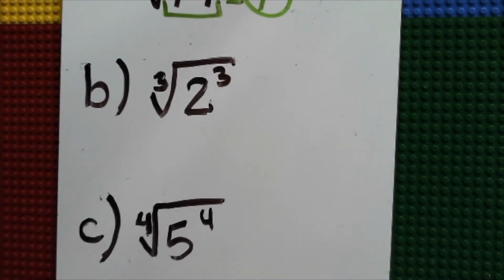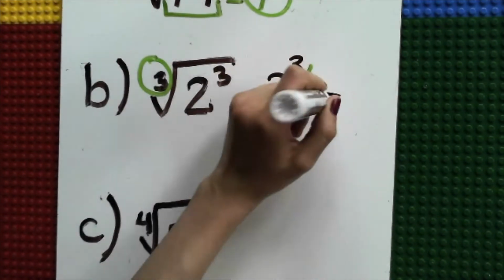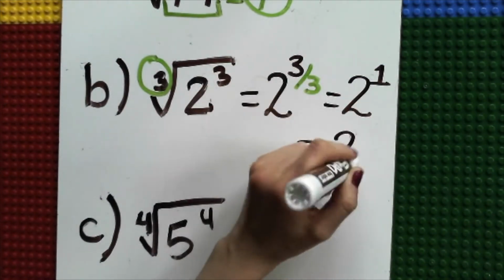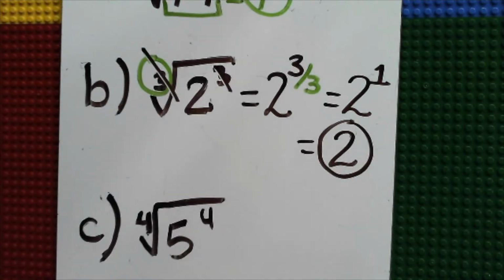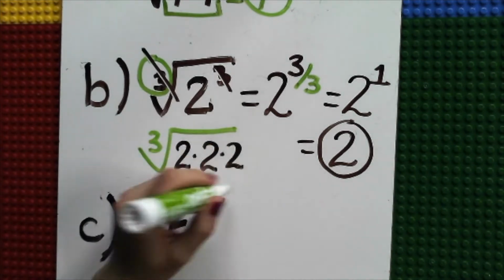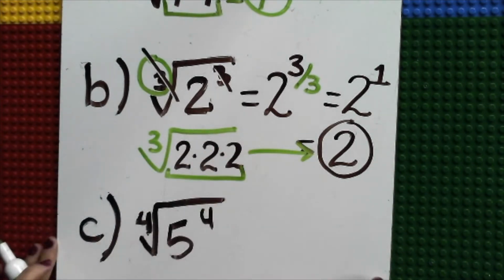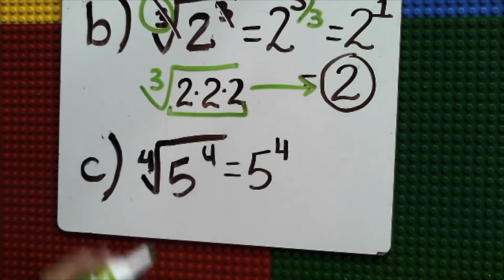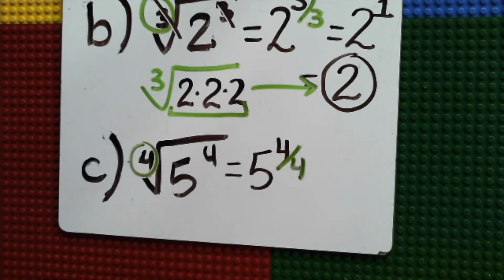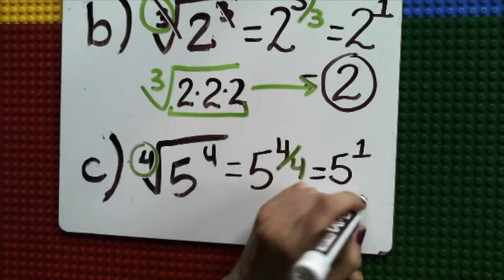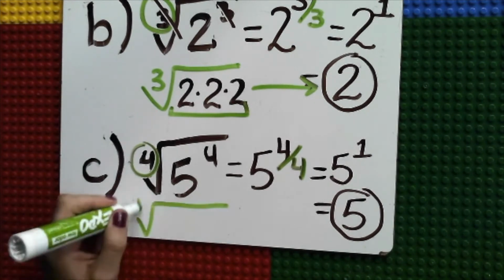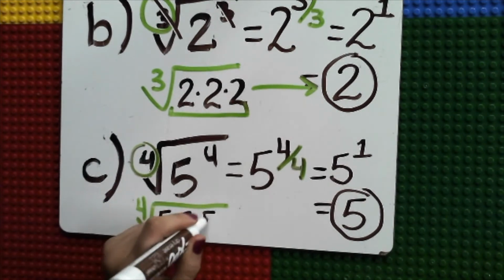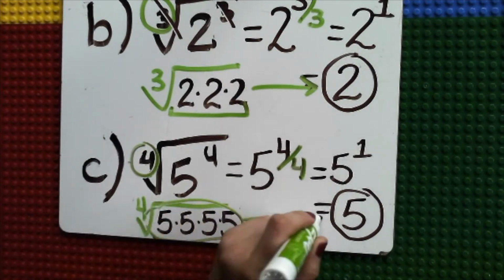The cubic root of 2 to the 3rd is the same. You could say 2 to the 3rd power divided by 3 is 2 to the first power, which is equal to 2, or you could cancel out the cubic root and the exponent 3. This is because 2 times 2 times 2 gives you a group of 3 2's, which represent a 2 as an answer. Finally, the fourth root of 5 to the 4th power is 5 to the 4th power divided by 4, and you get 5 to the 1st power is equal to 5. I could also write 5 times 5 times 5 times 5, 4 times, and that group of 4 5's represents the answer 5.